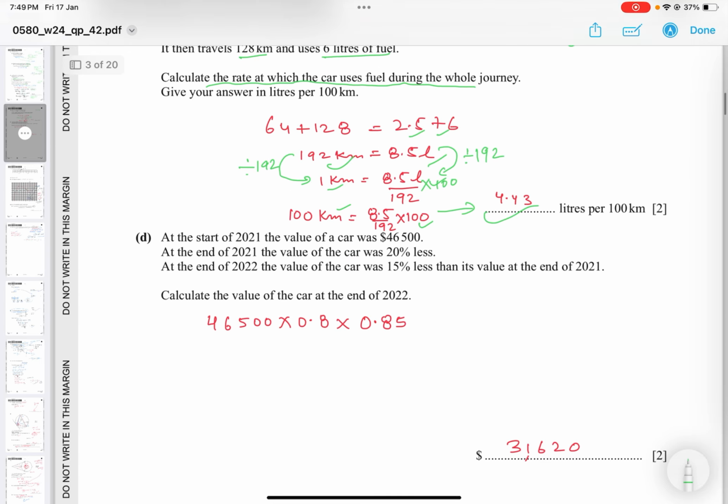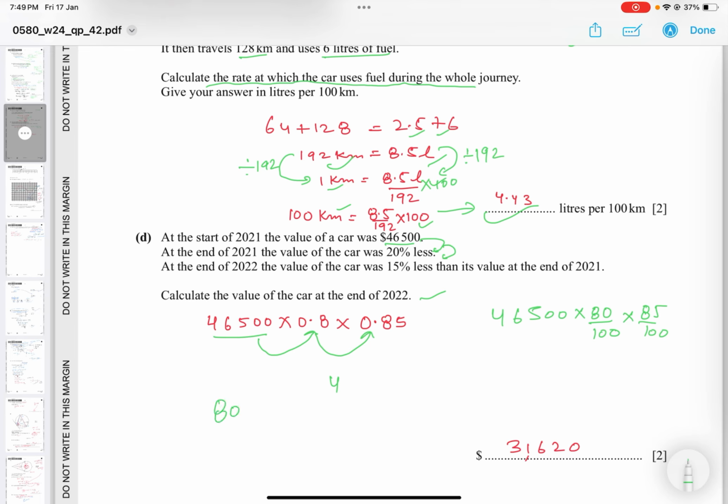All right, the last part, learners. So at the start, the car value of this, it got less by this and less by this. What is the value at the end? So the starting was this much. The multiplier, because it got 80%, it would be 0.8. Now it decreased by 15% now. So we have to multiply it by 0.85. Why 0.8? Why 0.85? See, 46,500 became 80% first. That means 80 by 100. Then it became 85%.